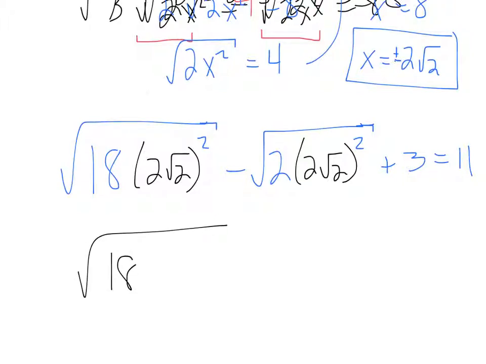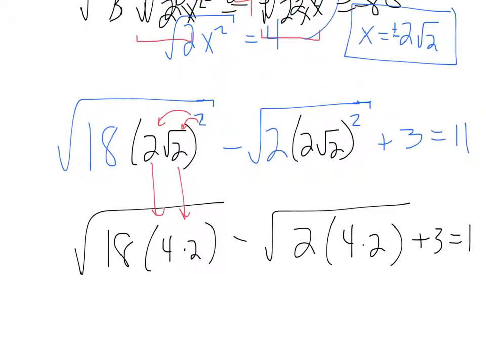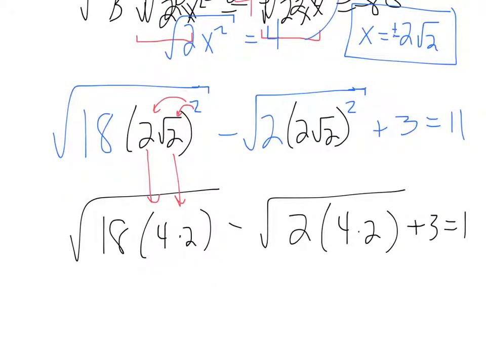So this becomes 18 times 4 times 2 minus 2 times 4 times 2 plus 3 equals 11. Please remember, for those of you that are forgetting your rules, this square goes to both of these. You square the 2, becomes a 4. You square radical 2, becomes a 2. So I'm showing the steps right now. 18 times 4 times 2. 18 times 4 is 72, times 2 is 144. Convenient, right? 2 times 4 times 2 gives me 16.